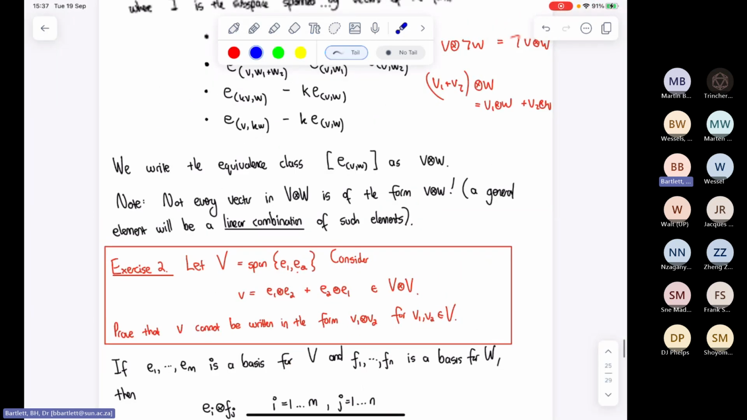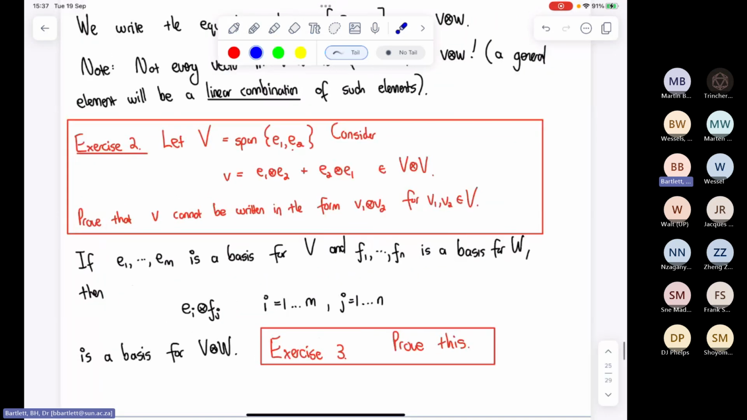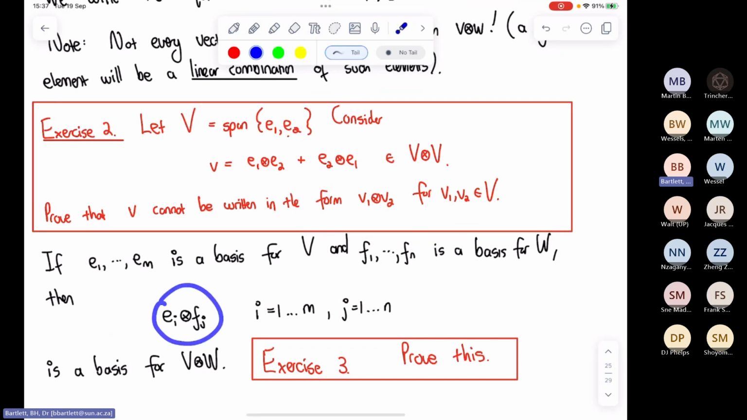So how do I get a basis for the tensor product space? Suppose V is finite dimensional, and I've got a basis E1 up to EM for V, and suppose F1 up to Fn is a basis for W. Then these product vectors, Ei tensor Fj, will be a basis for the tensor product space. I'm not saying that every vector in the tensor product space is a product vector, but I'm definitely saying that every vector in the tensor product space is a linear combination of product vectors, namely, for example, these ones. Okay.